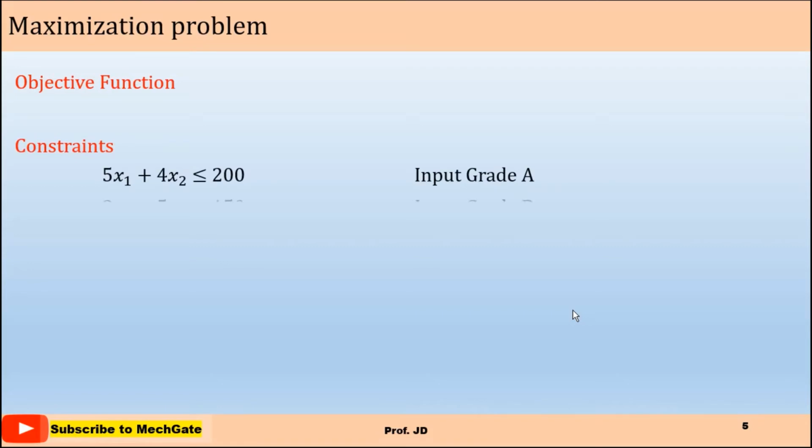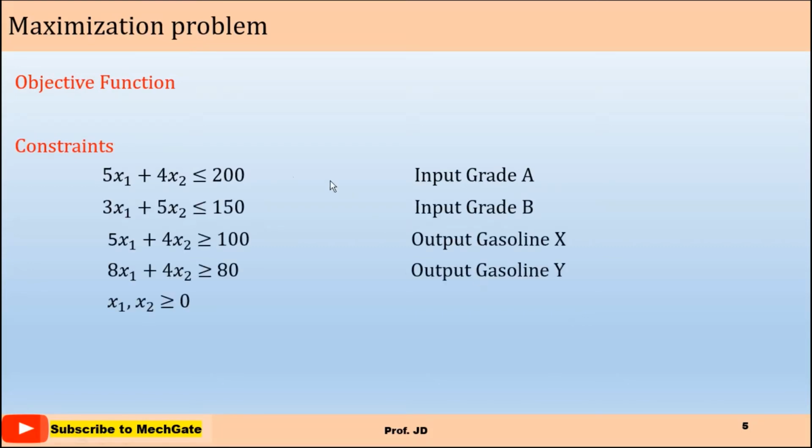Just check all these constraints. First two rows, for input grade A and B, are less than or equal to type constraints. Last two, that is output gasoline X and Y, are greater than or equal to type constraints. And x1 and x2 greater than or equal to 0. Objective function is to maximize the total profit. Profit per production run of process 1 and 2 are given, that is 3 and 4.